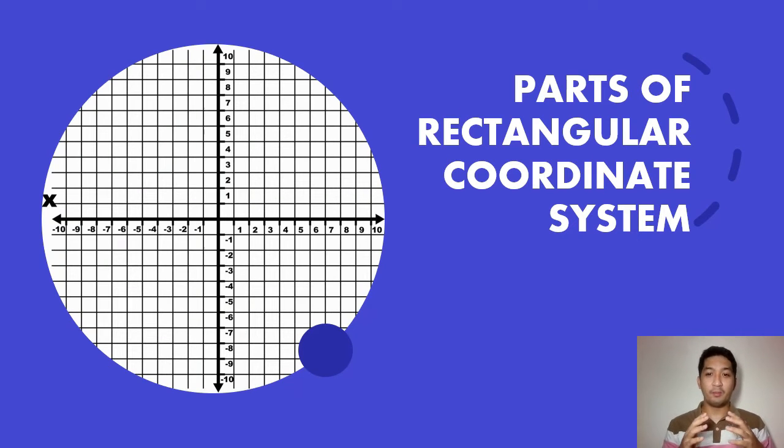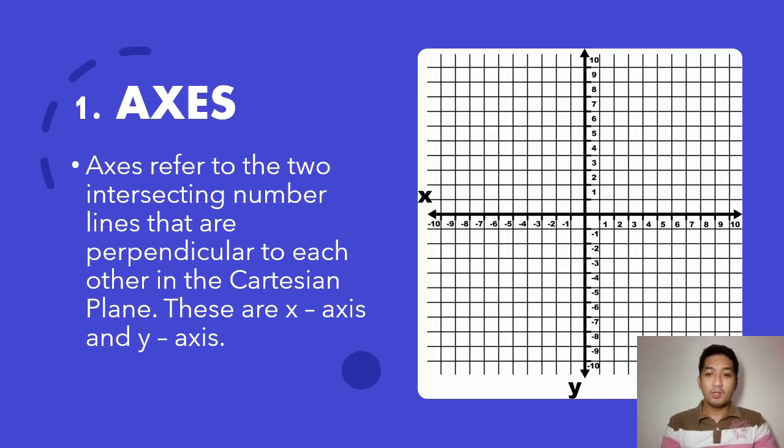Okay, so now let's go with the parts of the rectangular coordinate system. As you can see, the white picture here shows the rectangular coordinate system. And after going through the parts of it, you will be introduced to the ways on how to plot points on the Cartesian plane, simply on how to use the rectangular coordinate system or the Cartesian plane. So the first part is the axis, or axes in plural. Singular axis, plural axes. The axes refer to the two intersecting number lines that are perpendicular to each other in the Cartesian plane. These are the x and the y axis.